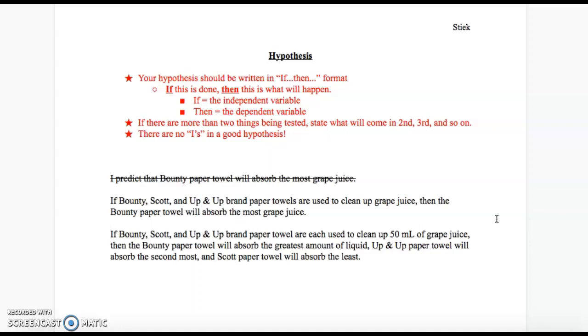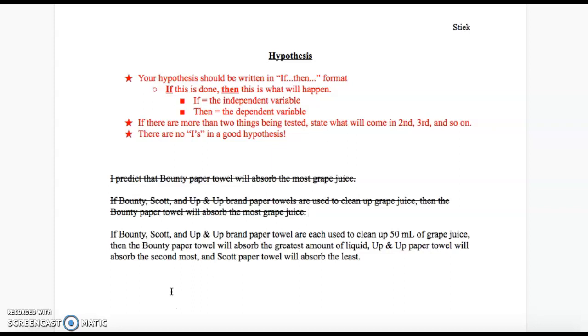But this hypothesis doesn't take things quite far enough. Because I'm testing 3 things, I need to be detailed and share the exact order that I think that these things are going to fall in my experiment. I've only talked about Bounty. My hypothesis hasn't discussed what I think will happen with the Scott and the Up and Up brand paper towels. So for that reason, even though this hypothesis is close, it's not exactly what we're looking for.